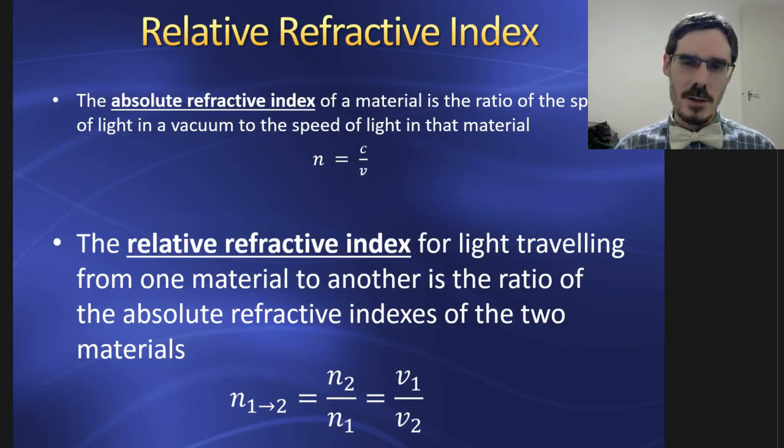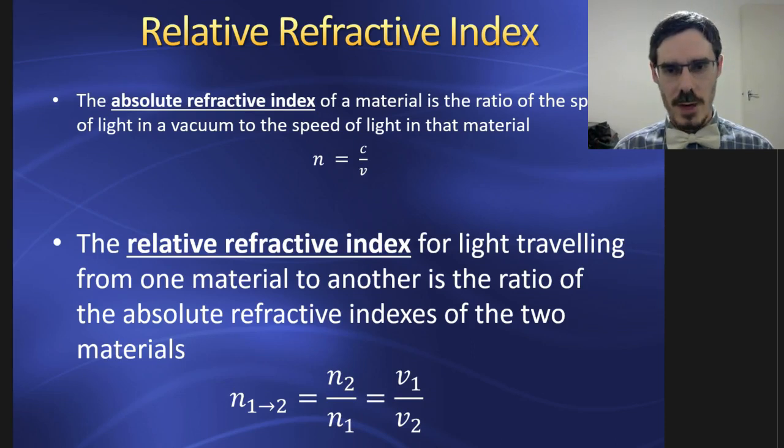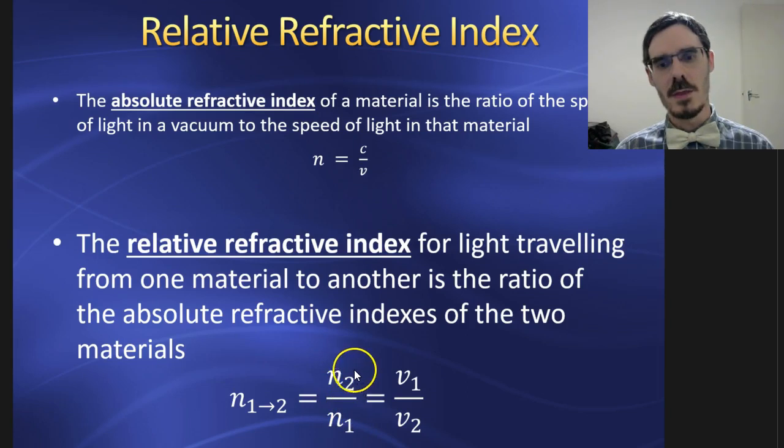But for us to use the concept of refractive index to actually calculate angles with Snell's law, we need something called the relative refractive index. The relative refractive index for light travelling from one material to another is the ratio of the absolute refractive indices of the two materials. And it's defined like this. The relative refractive index going from material 1 into material 2 is the refractive index of material 2 divided by the refractive index of material 1. The new material's refractive index divided by the old.